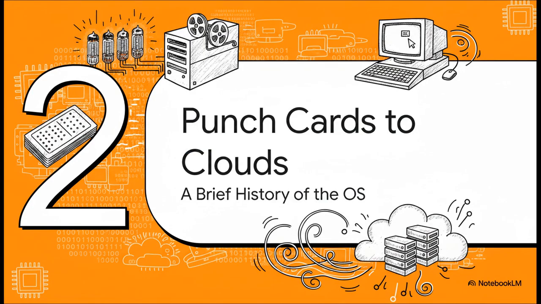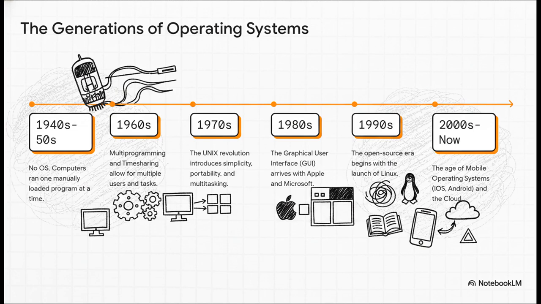But this super sophisticated manager didn't just appear out of nowhere. The journey of the operating system is actually a pretty fascinating story of evolution. It stretches all the way from the earliest days of computing to the powerful cloud systems we all rely on today. Get this, in the very beginning, there was no OS. Back in the 40s, programmers had to manually load one single program at a time. Then, the 60s came along and brought us multitasking. That's the magic that lets you listen to music while you're writing an email.